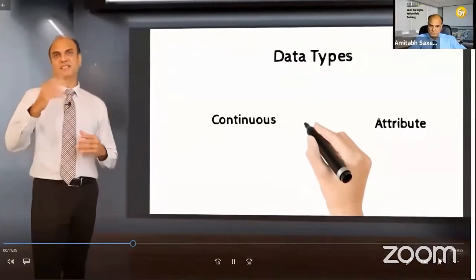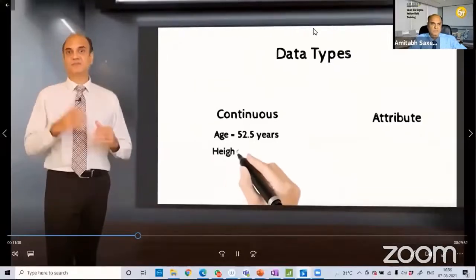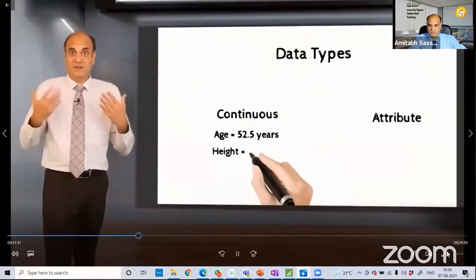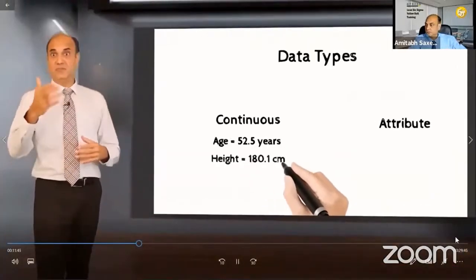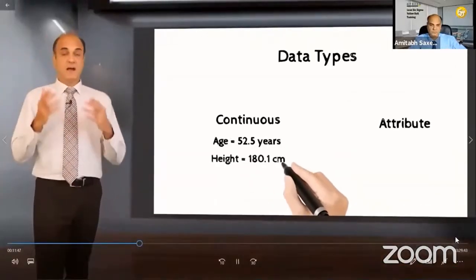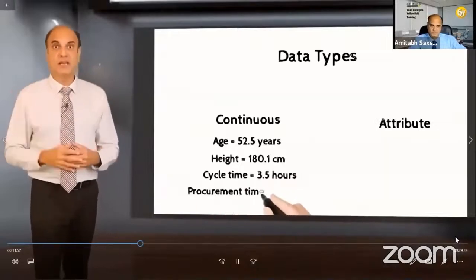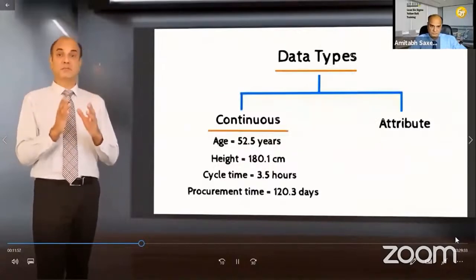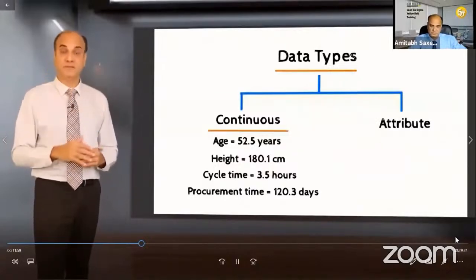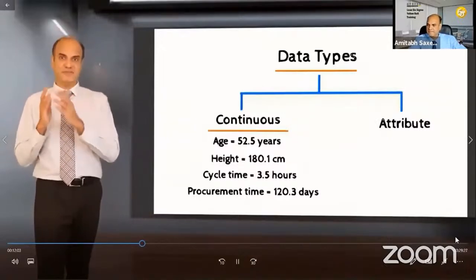Say, for example, age, height. Age is 52.5 years. That's my age. Height, maybe 180.1 centimeters. Cycle time of a process, 3.5 hours. Or procurement time in an organization, 120.3 days. These are all continuous data because they all have a possibility of a decimal, means they can be expressed in decimal points, and also they all have a unit.